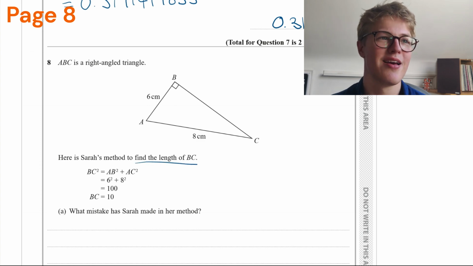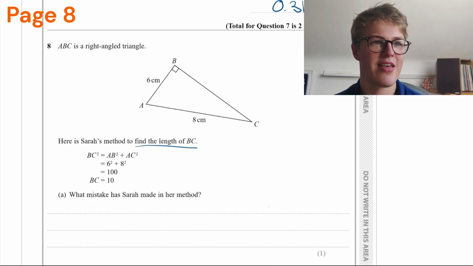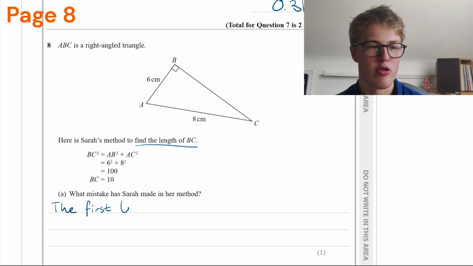Next, we have question 8. ABC is a right-angled triangle. Here is Sarah's method to find the length of BC. So we've got her working here. What mistake has Sarah made in her method?